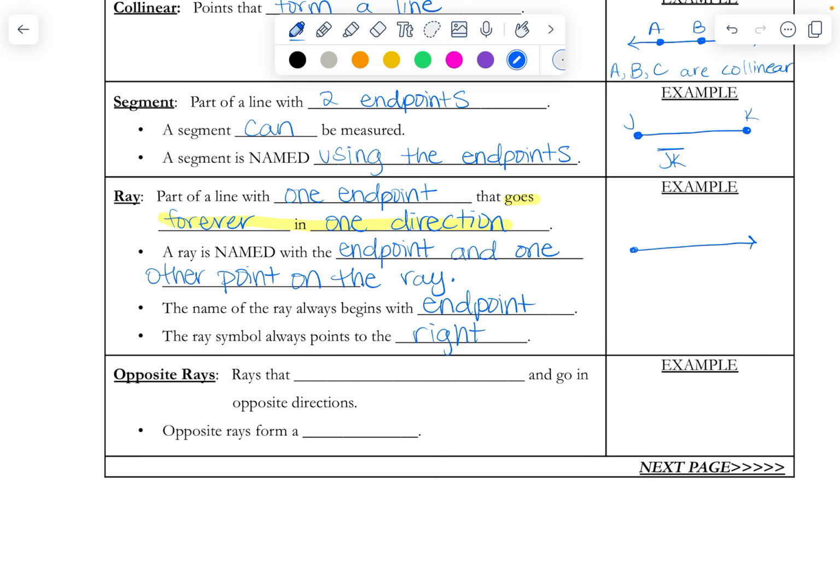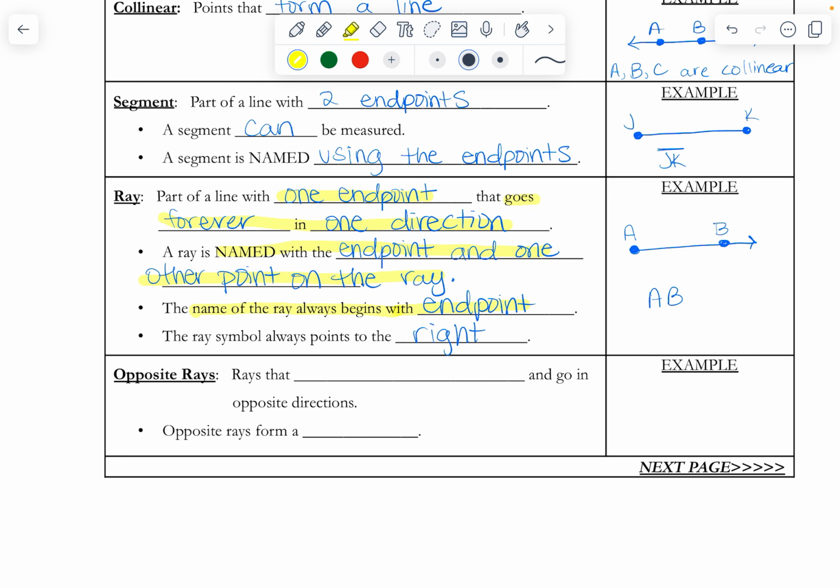Then we have an endpoint on the other side showing this one endpoint that we have. And I'm going to put another point here to use when we are naming this array. Okay, so we're going to label our endpoint A, and we'll label this other point B. So whenever we name this, we want to make sure we are naming with the endpoint and one other point on the array, and the name of the array always begins with the endpoint. So when we name this, we want to put A first and then B because A is the endpoint.